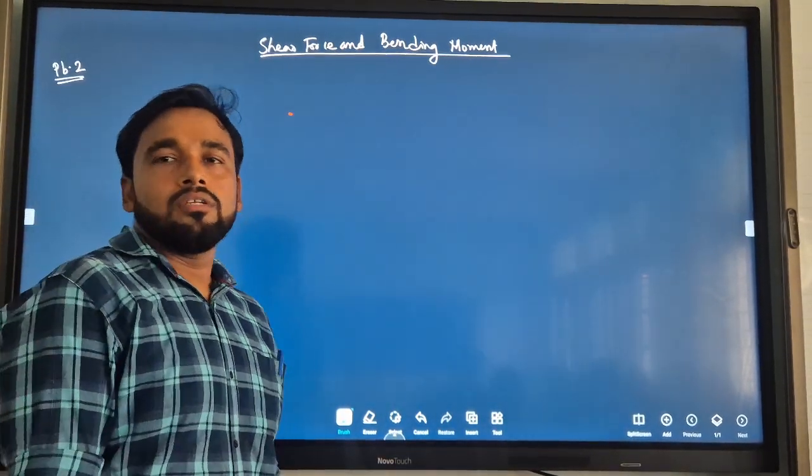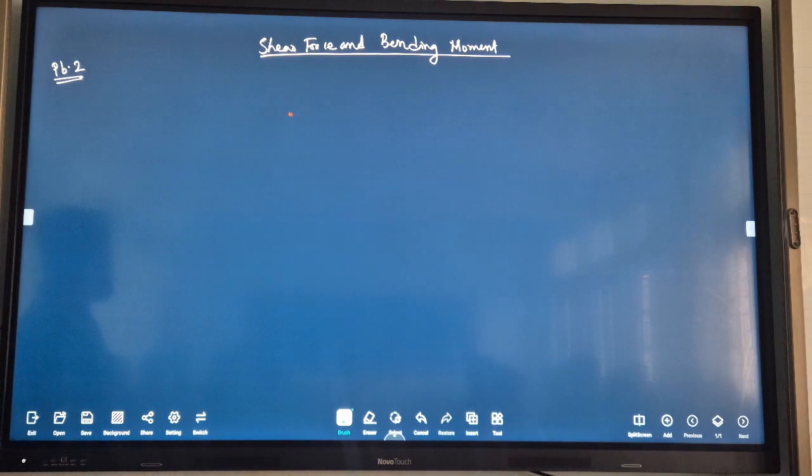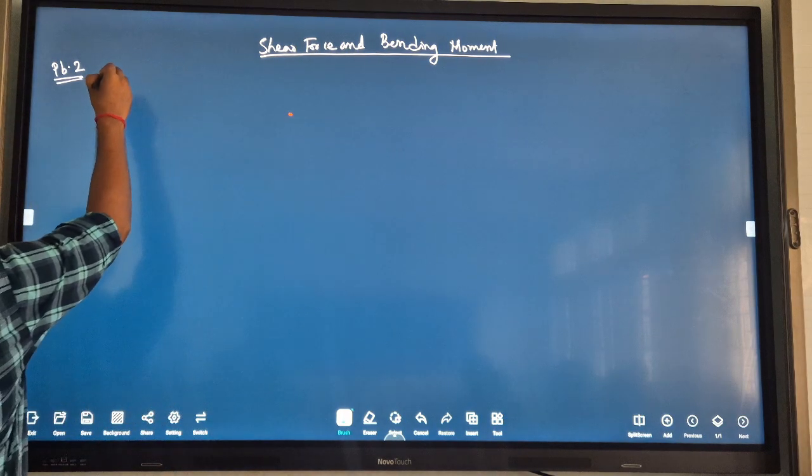Okay, let's solve another problem on bending moment and shear force diagram. So write down the problem.